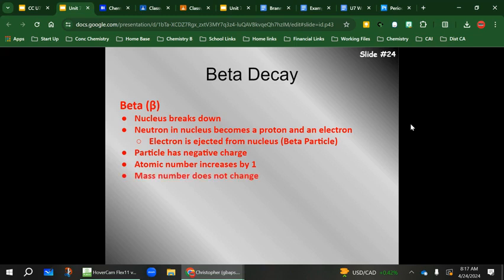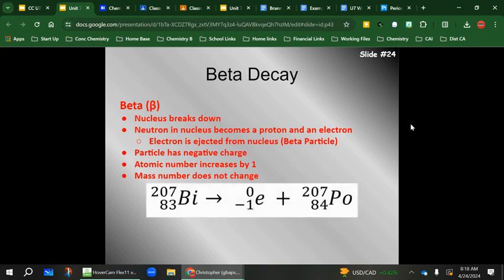The mass number stays the same. You have lost a neutron, yes, but you have gained a proton. They have equal masses. That means no change. The electron goes flying out of the nucleus. It had no mass, so we don't care. Now, when you look at this, this is kind of a weird thing here, ladies and gentlemen. What does the E mean? Electron, because that's what a beta particle is.